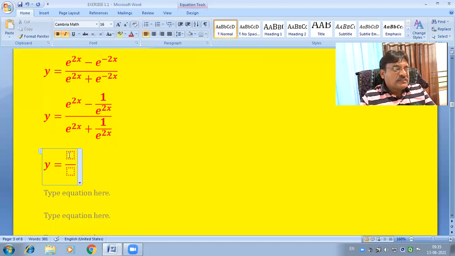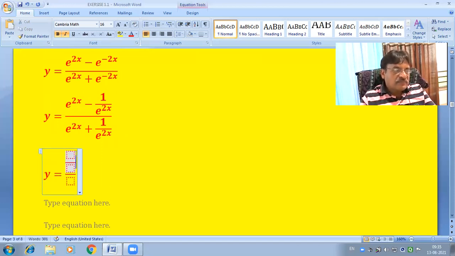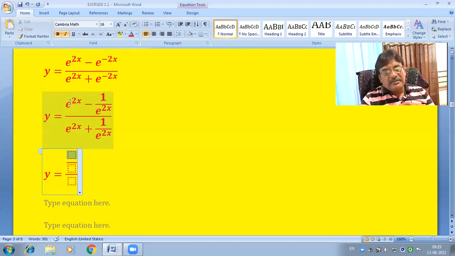first we subtract in the numerator: e to the power 2x minus 1 upon e to the power 2x. Here we subtract, and the denominators are different, so cross multiply: e to the power 2x into e to the power 2x, e to the power 2x whole square. Using the indices rule, a to the power m whole to the power n is a to the power m into n, e to the power 2x whole square can be written as e to the power 4x.